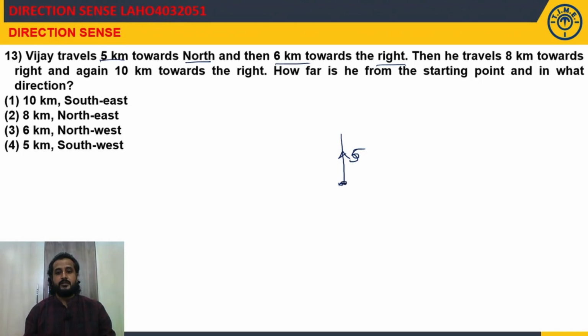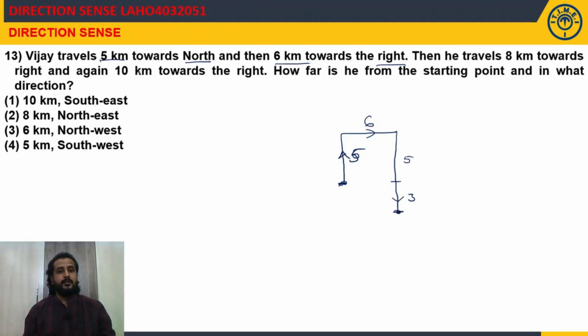While moving north, right hand side will be east. 6 kilometers. Then he travels 8 kilometers towards right. While moving east, right hand side will be south. How many kilometers? 8. Till here it is 5 only. So more 3 in this direction. So 8. Now he is at this location.